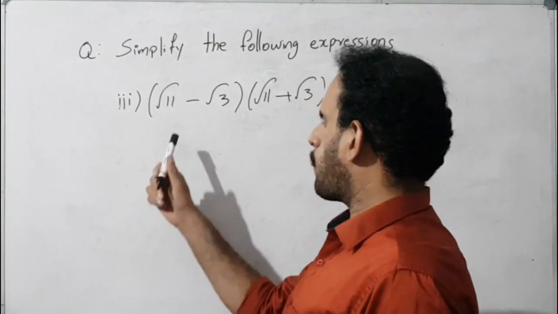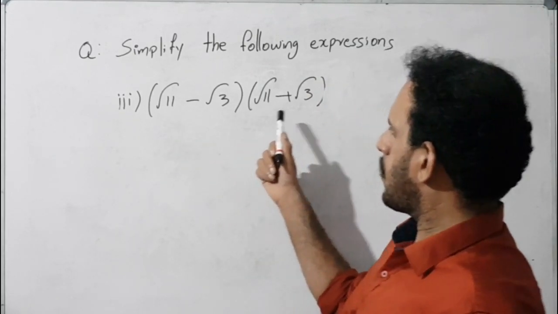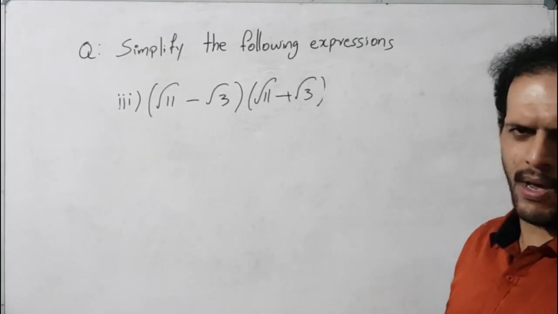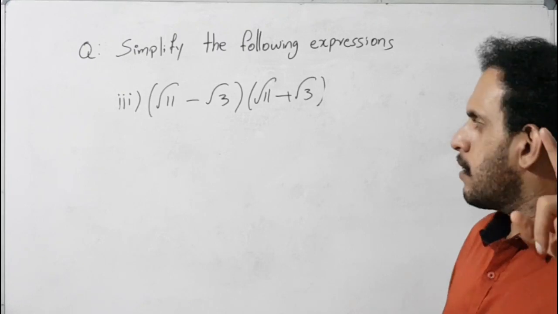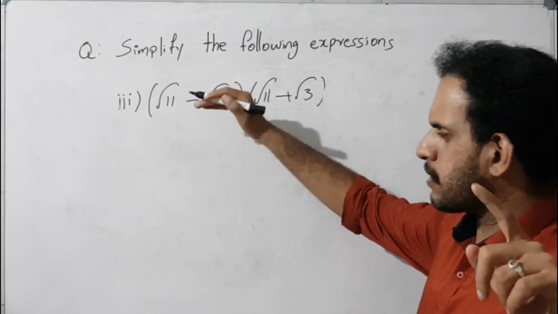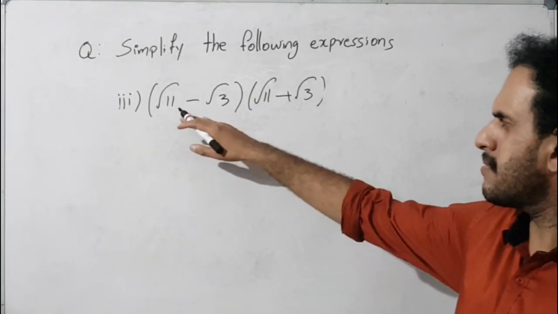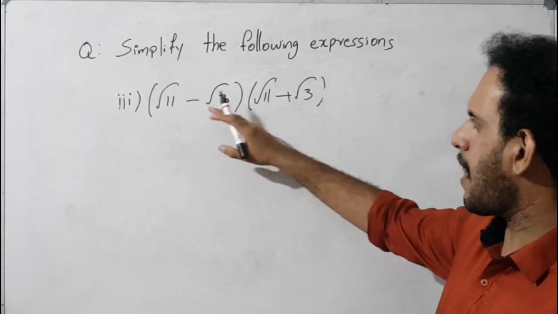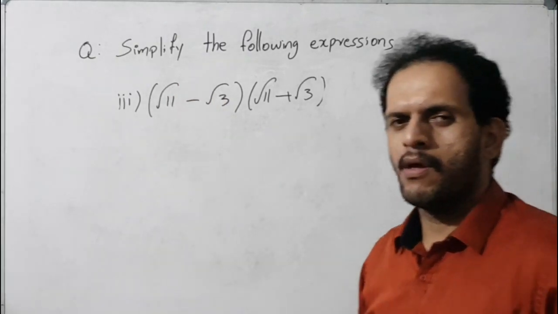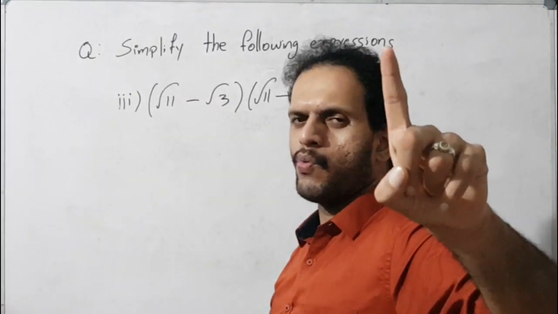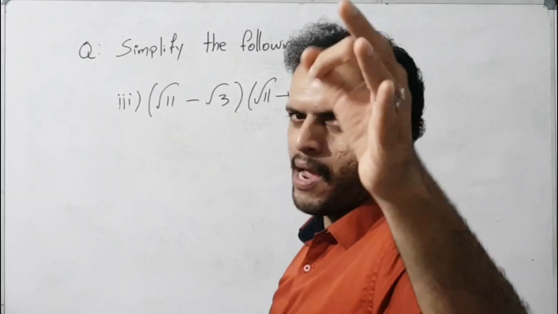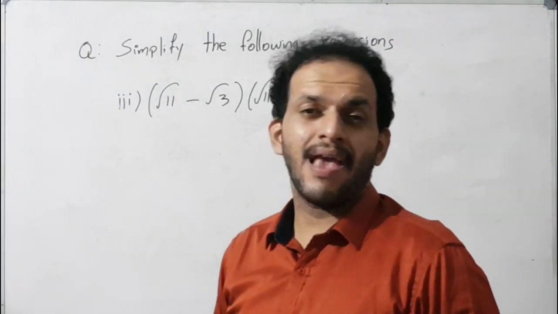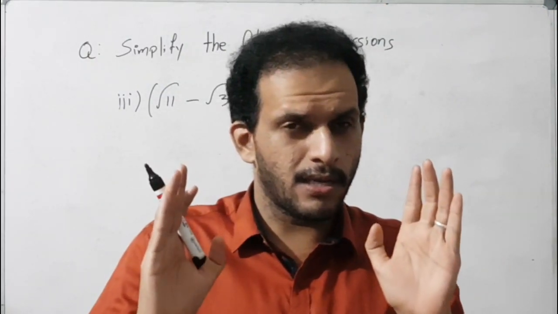We check: is it the first identity, a plus b into a plus b, which means a plus b whole square? No. Correct? Is it a minus b whole square? No, because the symbols are different. The numbers are the same, but the symbols are different. Means only one identity we want to use. What is that? It's the third identity, a plus b into a minus b.